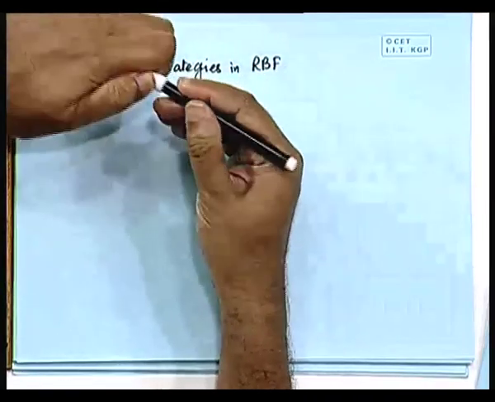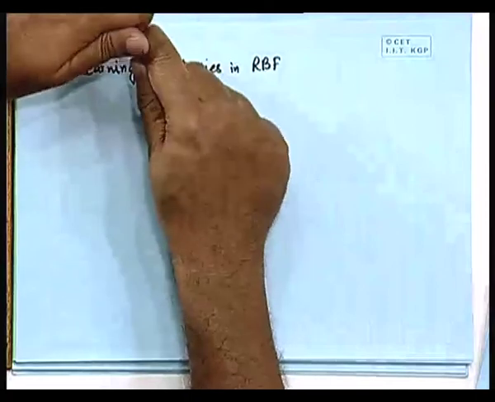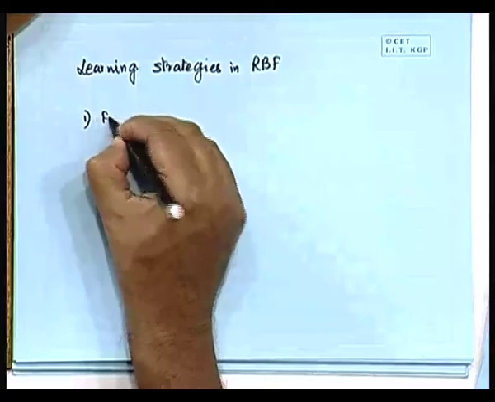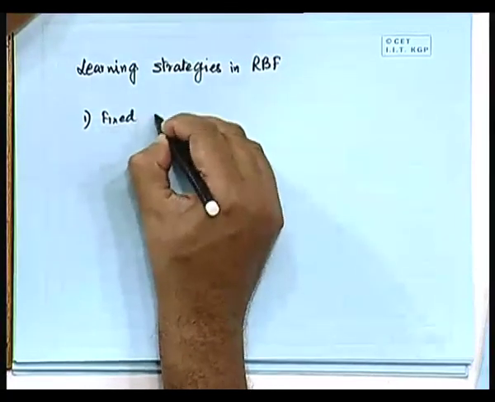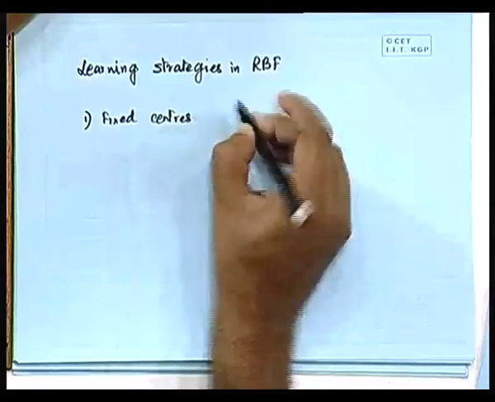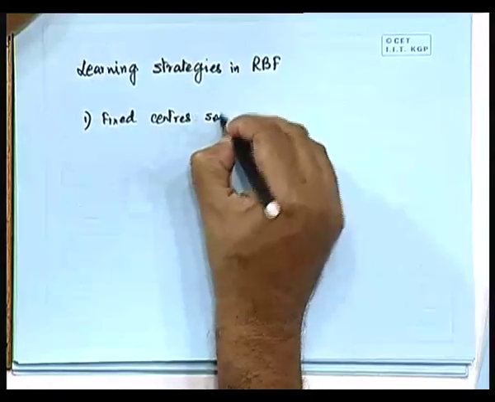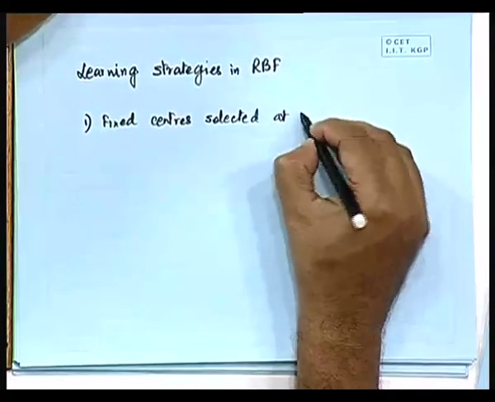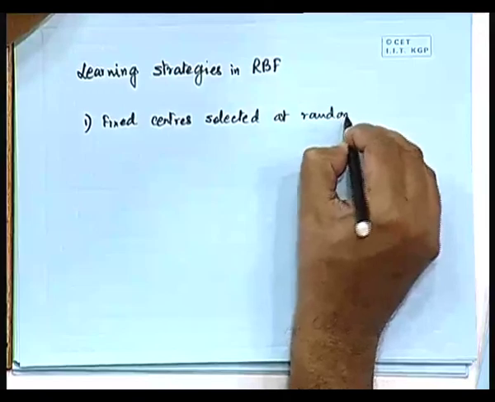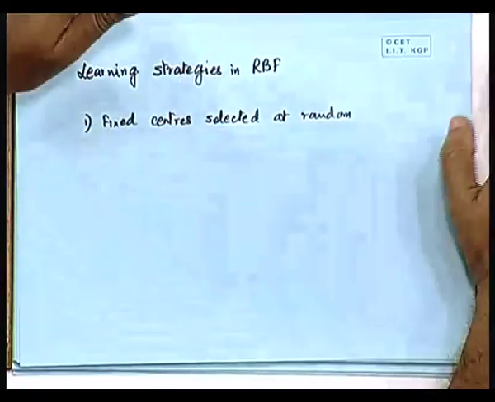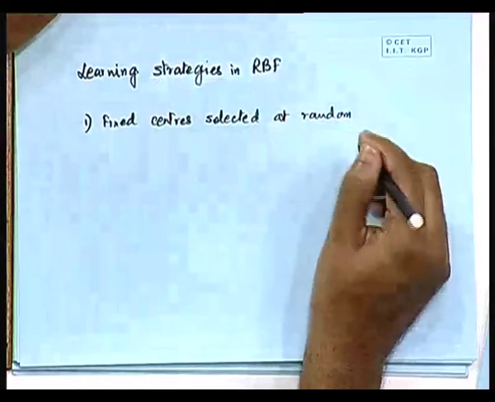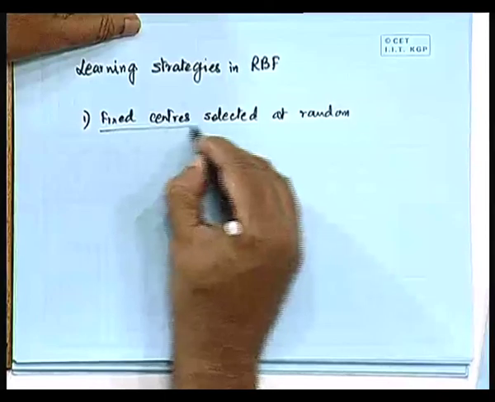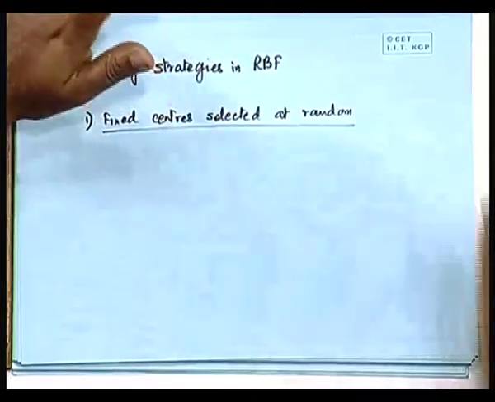We can list out several learning strategies. The first one is where we have fixed centers selected at random. So, we can choose the centers randomly, if we adopt this strategy, fixed centers selected at random.